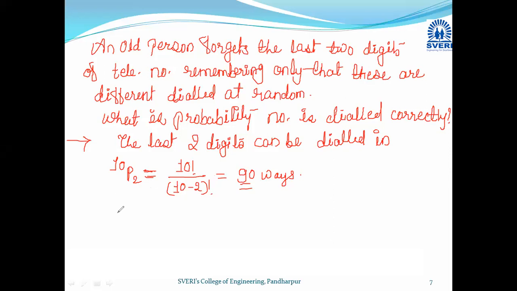Hence the required probability is equal to only one case is favorable. So it will be 1 upon 90. There is the correctly dialed only one time out of that 90 ways.